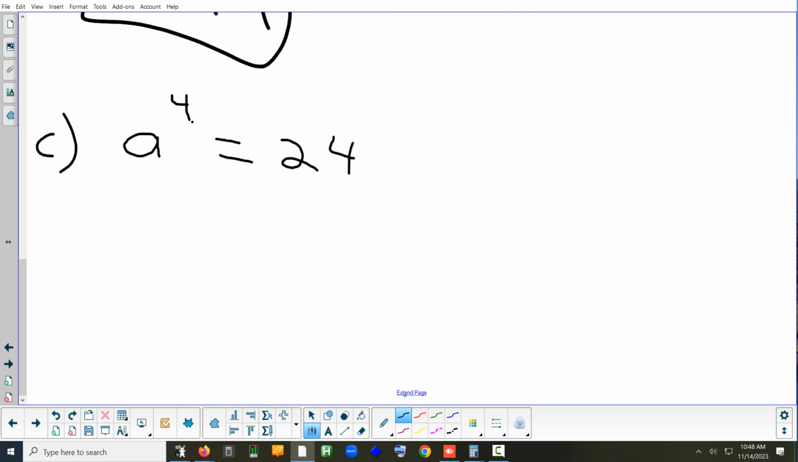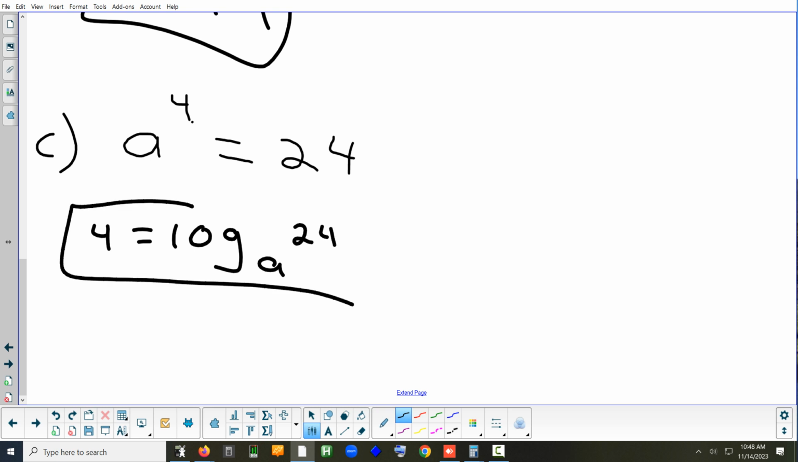Okay, how about this one? First thing we'd write down? Log. What's your base? A. Logarithm equals the exponent. What's your exponent? 4. And what is your argument? 24. Yeah. Now, there's nothing you can do to solve that one because there's nothing else we can do. So we just leave it like that. Any question on it?